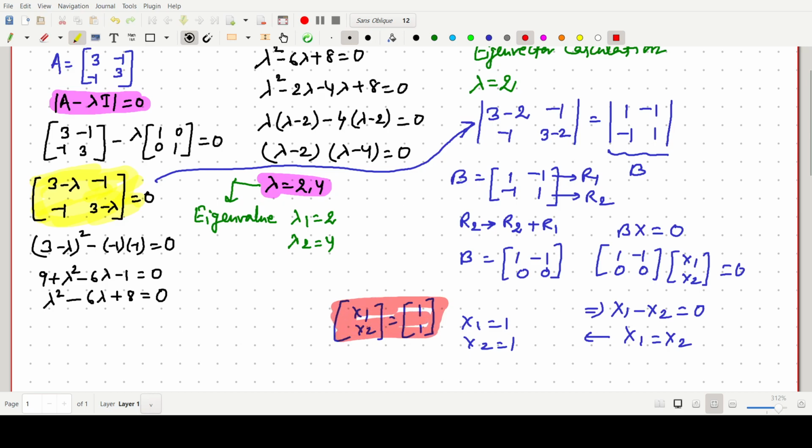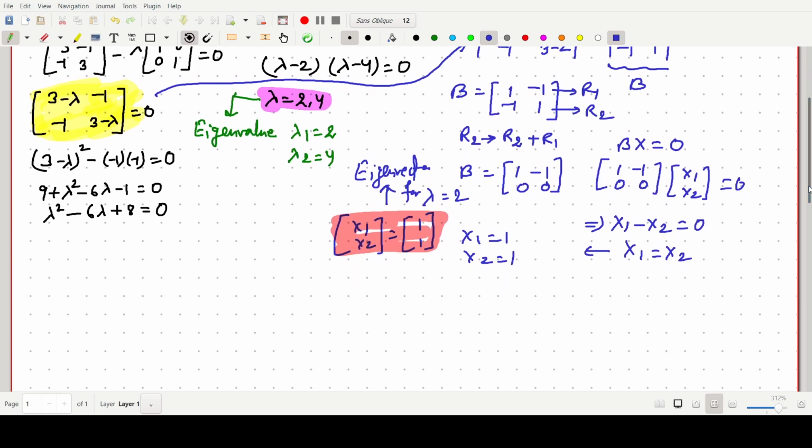This one is the eigenvector for the eigenvalue lambda equals to 2. So now this one is the eigenvector calculation for eigenvalue 2. For lambda equals to 2, the eigenvector is 1 and 1. Okay, this one is the eigenvalue. It is very simple.